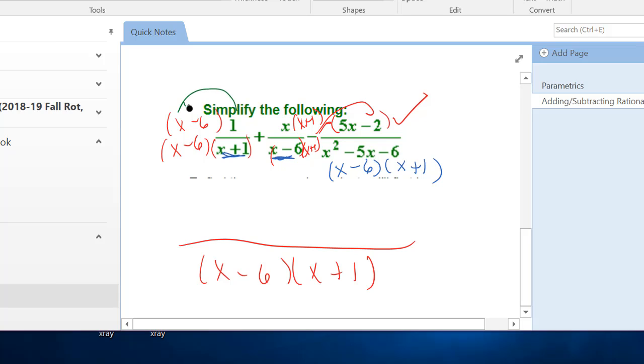Numerator here, I'm distributing a 1, so I get x minus 6. Numerator here, I'm distributing an x. And here, I have to remember that I'm changing both signs.